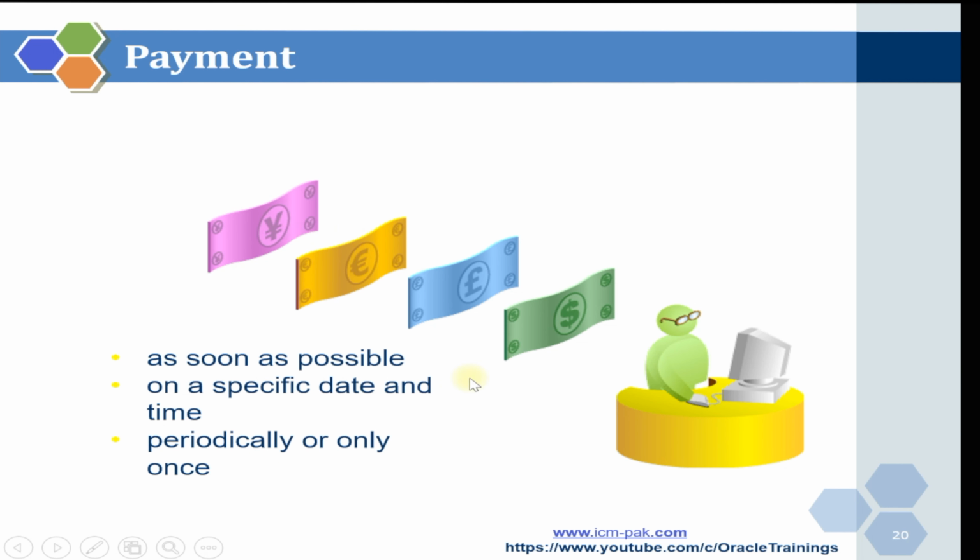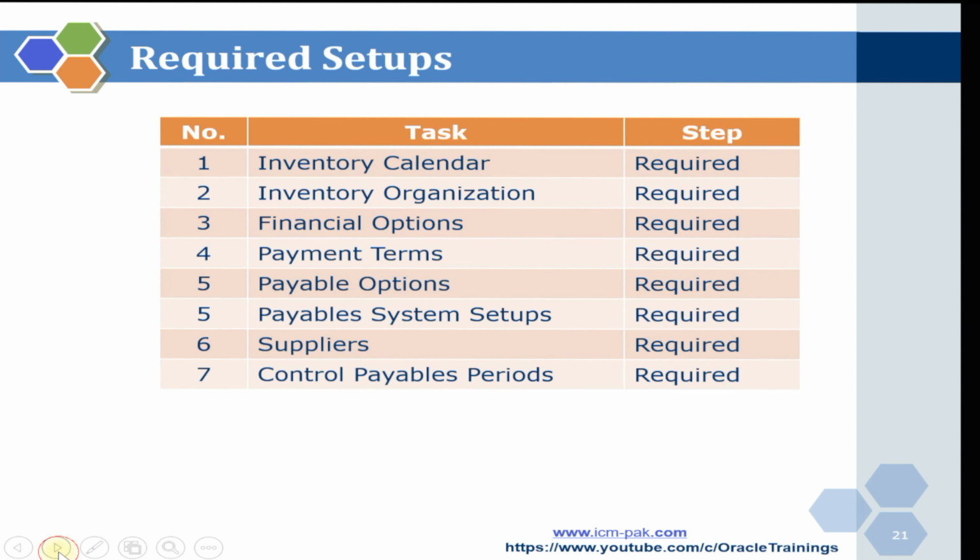After the invoices you can have the payments. Payments will be either pay in full or partial payments. So you can have partial payments or pay in full against your invoices, and normally if the company is using the procurement module, your invoices will be against the purchase orders. Payments can be as soon as possible, or on a specific date and time, or periodic, or only once. Whatever your payment terms and your formula for the payments, you can make the payments from the accounts payables module.